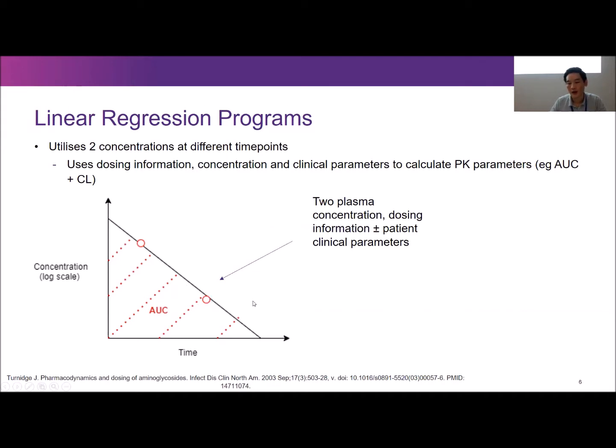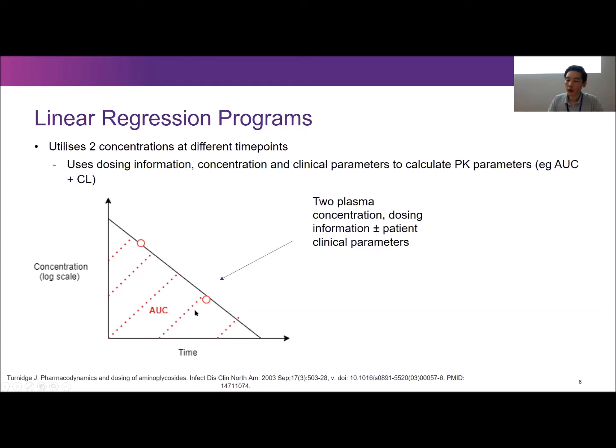What the dosing software will then do is make a prediction in terms of what is the overall concentration that the patient is likely to achieve. It essentially extrapolates this entire line here. And the nice thing about these programs is it automatically calculates an area under the curve based on these 2 time points here.